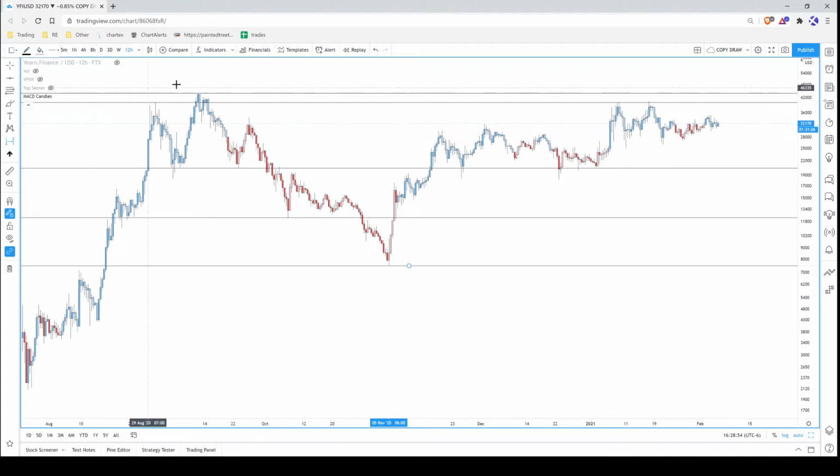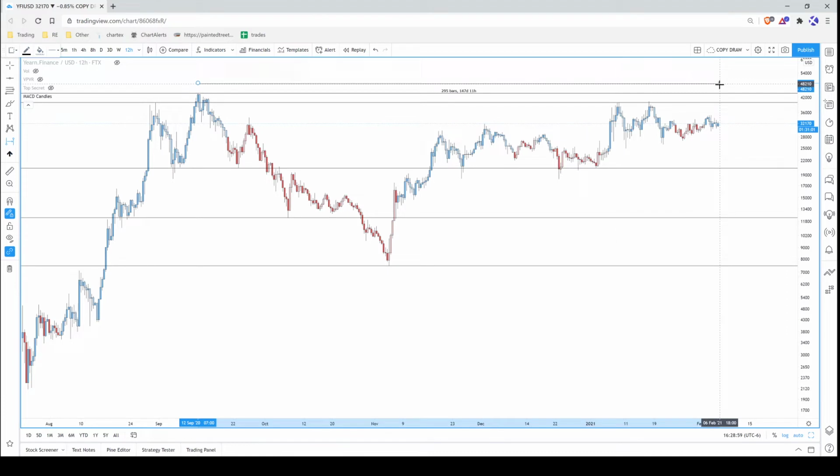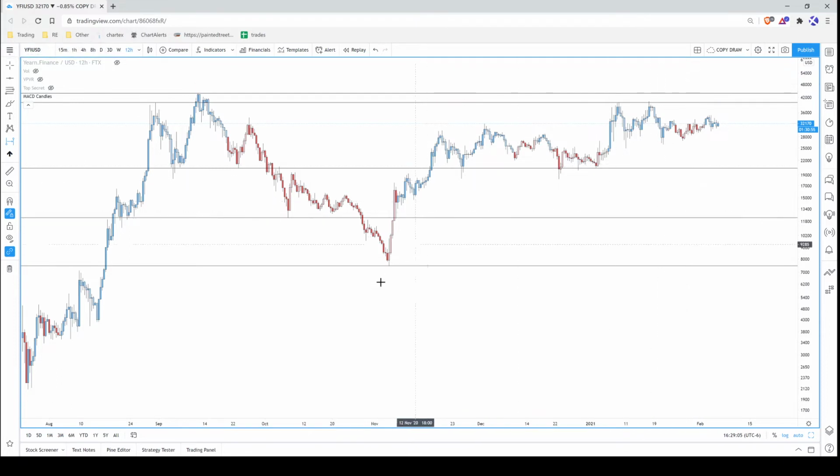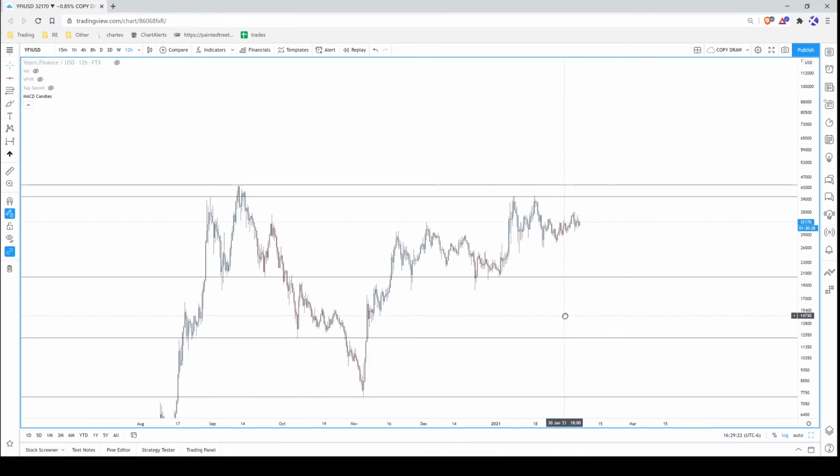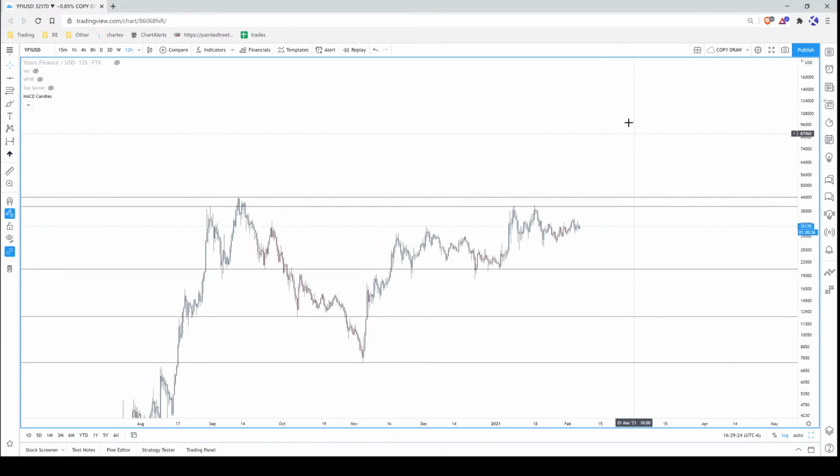Similar here. Since the all-time high, we've been ranging for 146 days. Since this impulse, we've been ranging for 80 days. Nearly 3 months, just in this corrective range right here. What if this begins to expand soon? And I think it will.